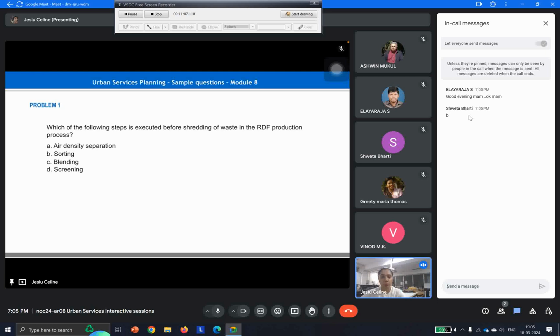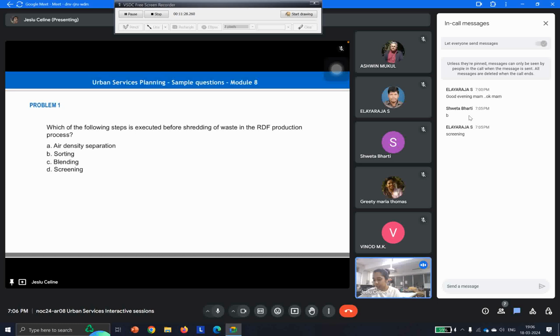Yes. So Shweta says sorting. Okay. Anybody? Any other answers? Okay. Somebody says screening also. Okay. So since we have a difference of opinion, let's look at that.